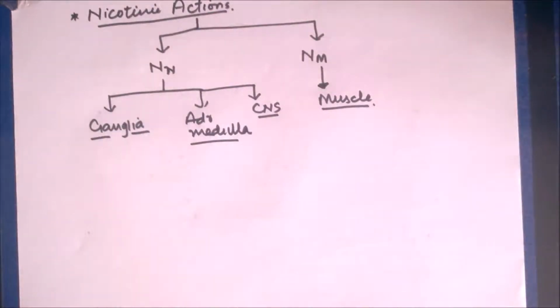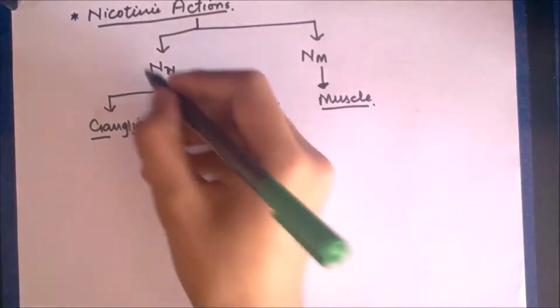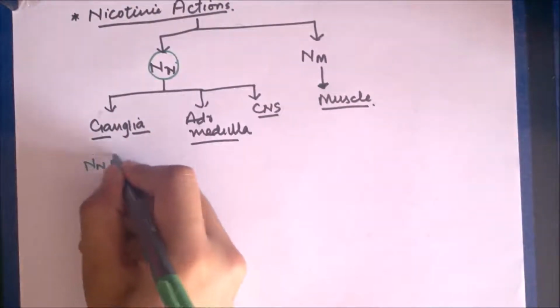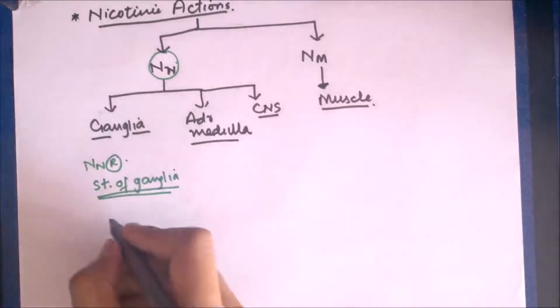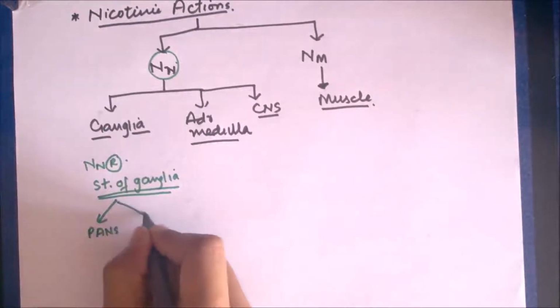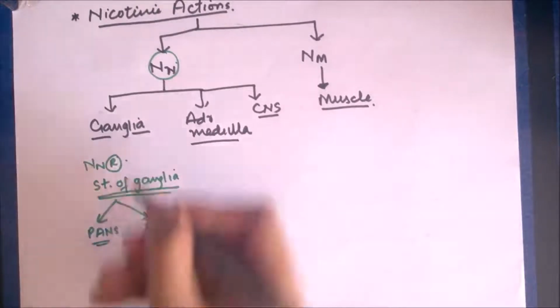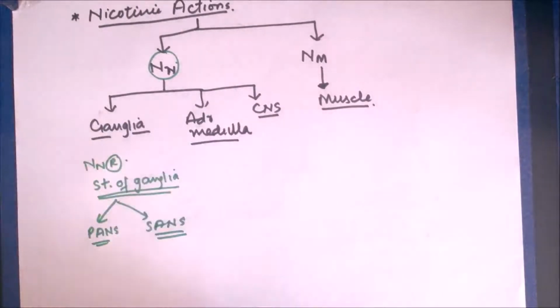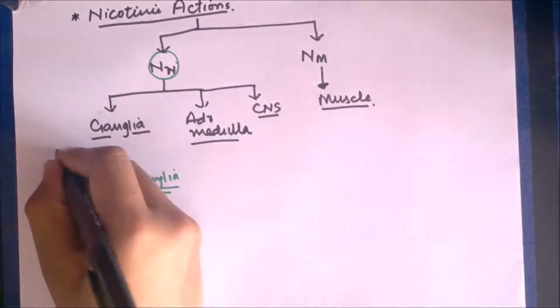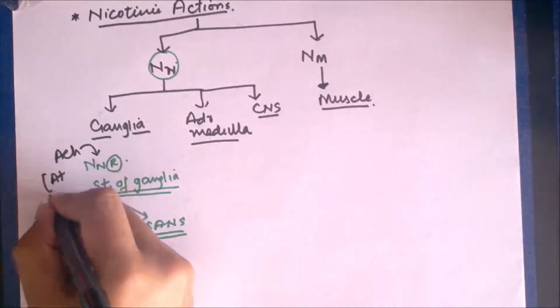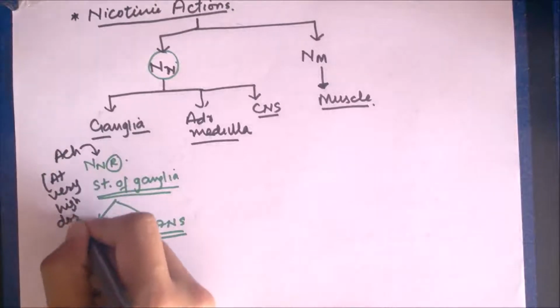Nicotinic actions of acetylcholine can be understood by knowing the location of various nicotinic receptors. NN type receptors are present in ganglia, adrenal medulla, and CNS. In the ganglia, stimulation of NN receptors will cause stimulation of both types of ganglia, that is parasympathetic as well as sympathetic ganglia. Another important point is that stimulation of these ganglia does not occur at normal concentrations. It occurs only at very high doses of acetylcholine.